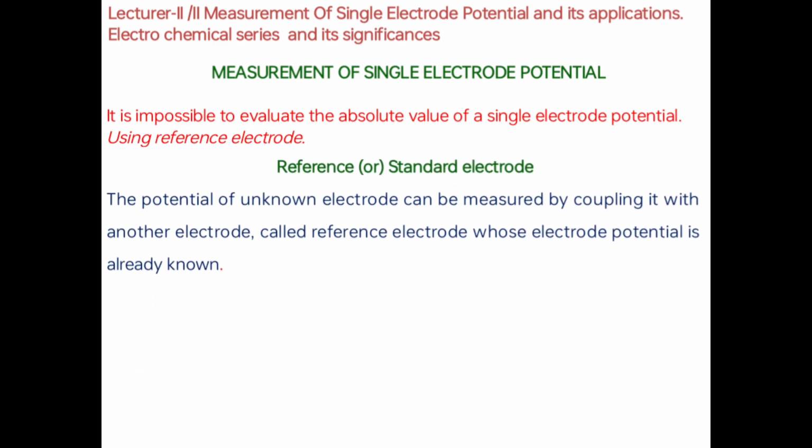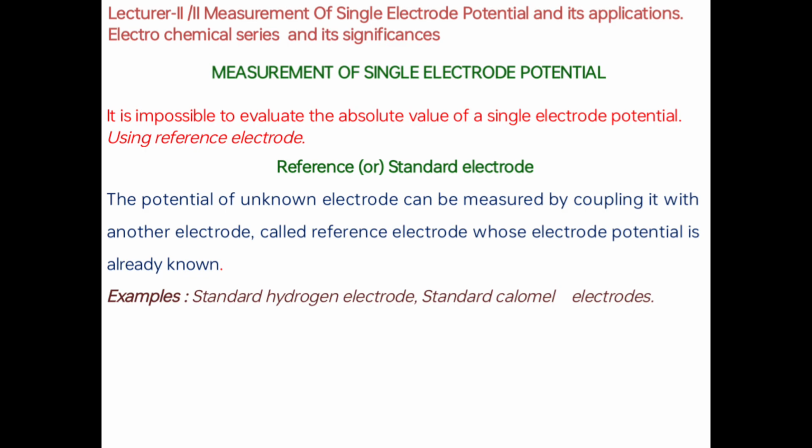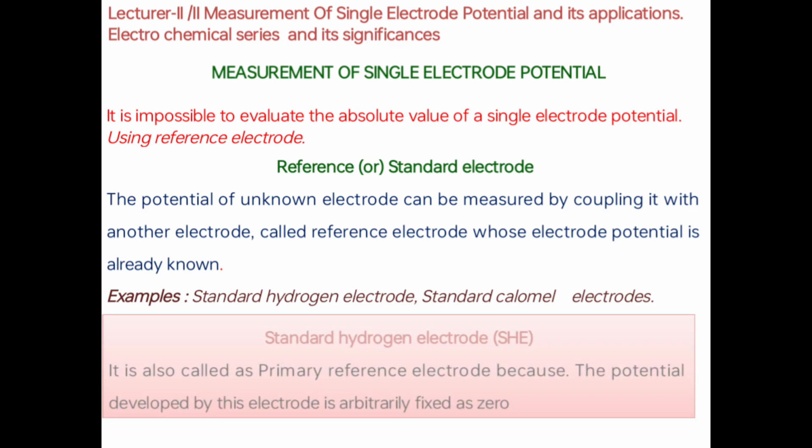Reference or standard electrode. The potential of an unknown electrode can be measured by coupling it with another electrode called a reference electrode, whose electrode potential is already known. Examples: standard hydrogen electrode, standard calomel electrode.